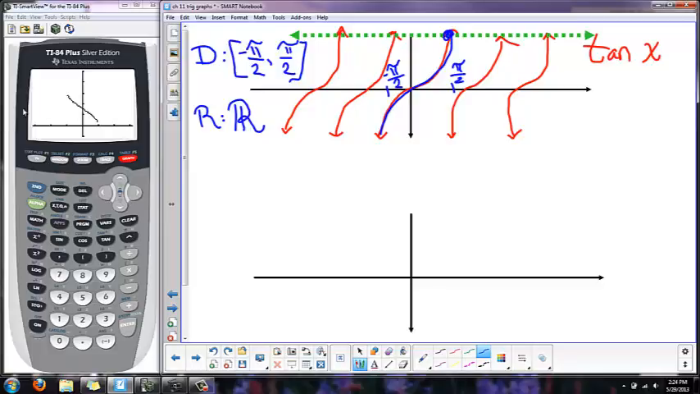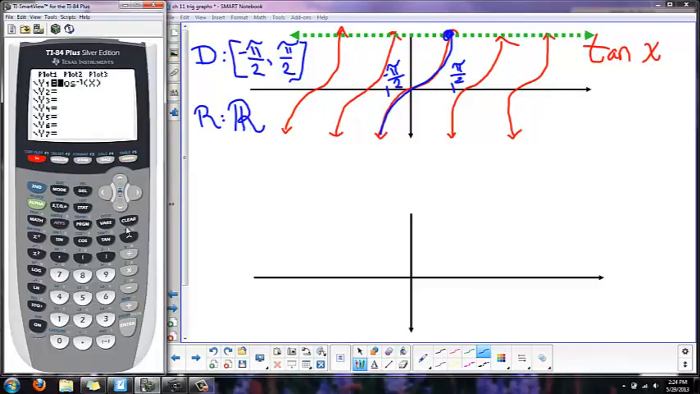Now I can flip it over the line y is equal to x, and we're going to see what that looks like. I'm going to type in arc tangent of x, and I'm going to change my window yet again. I'm going to go between negative pi and positive pi. You can make these whatever you want, John, as long as you can see the picture.